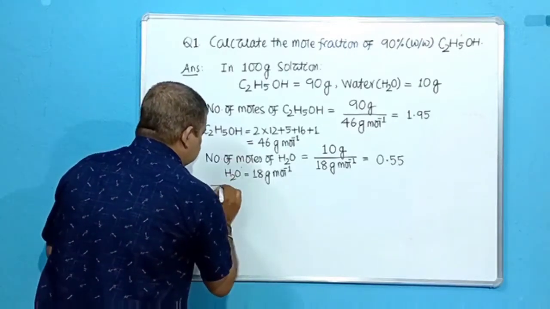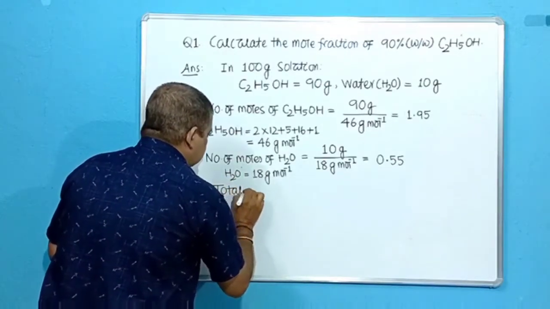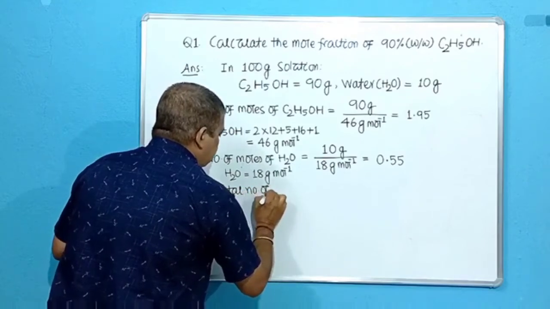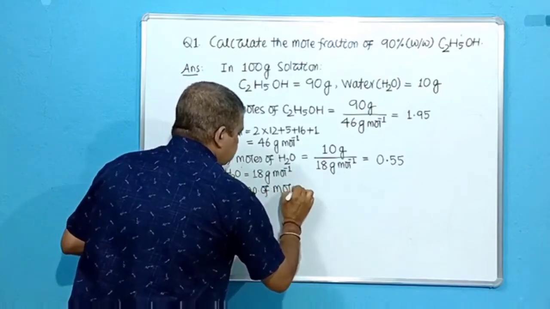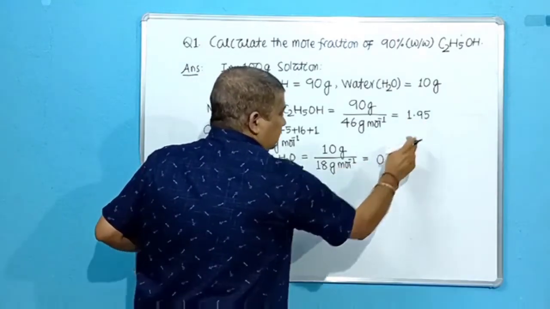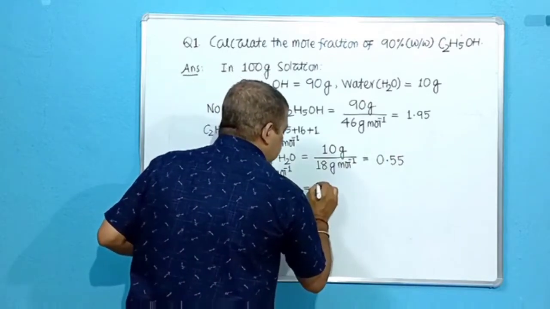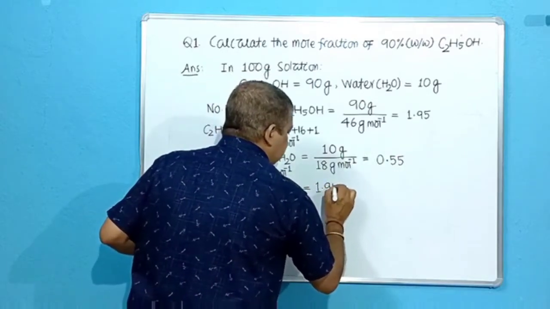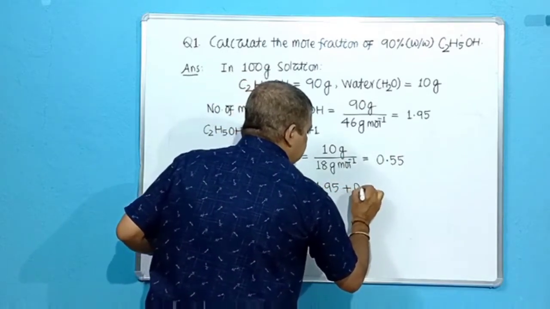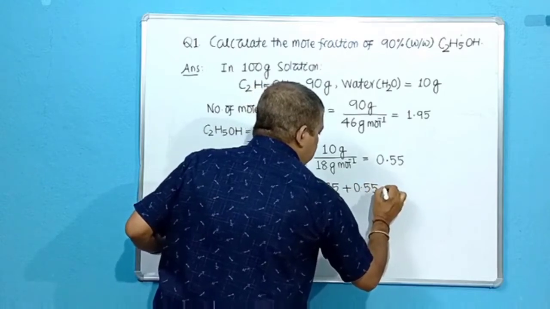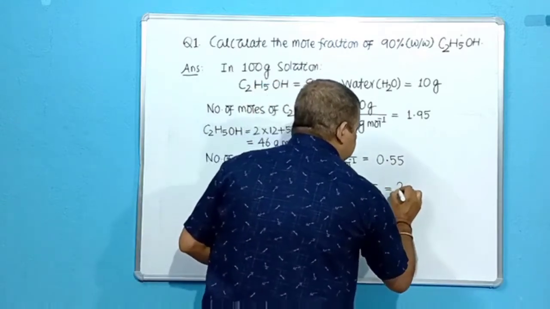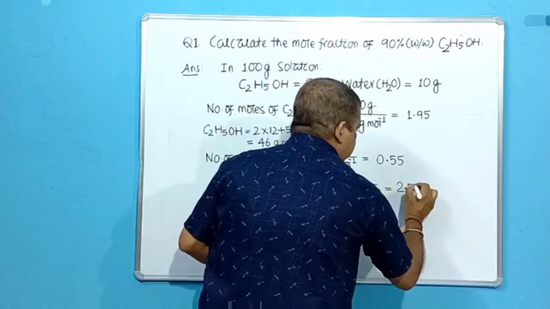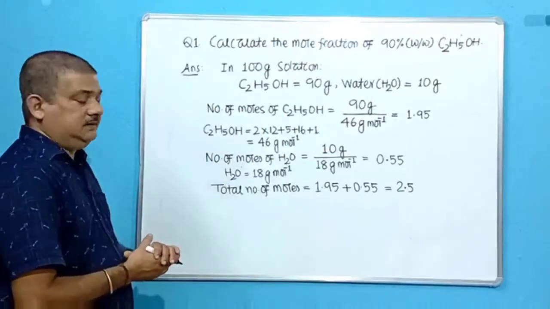Then the total number of moles: 1.95, that of ethyl alcohol, plus 0.55, that of water. It gives you 2.5. So the total number of moles is 2.5.